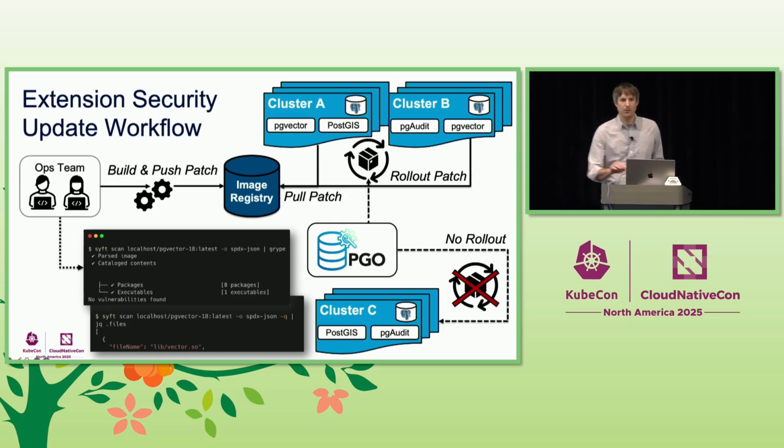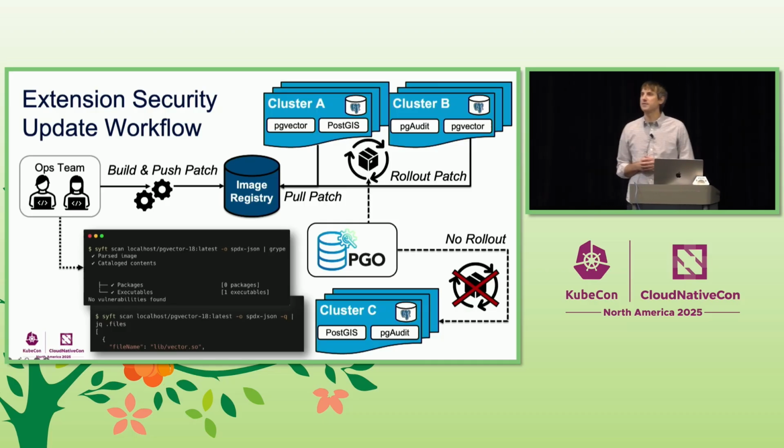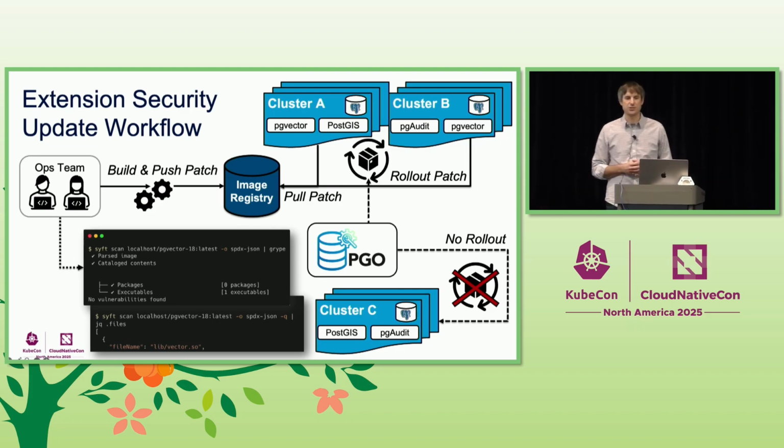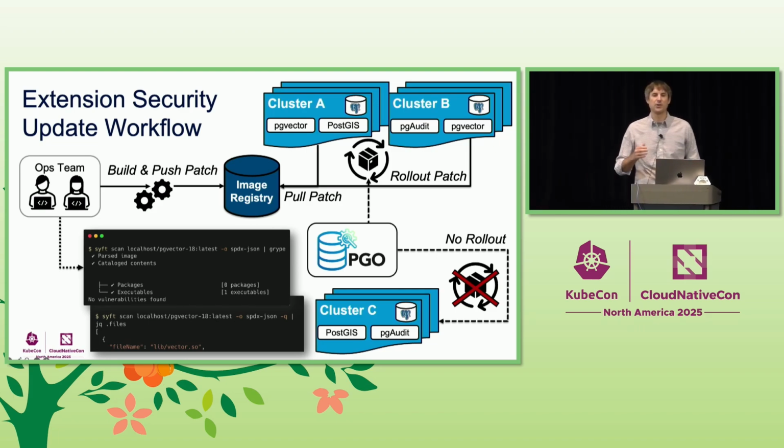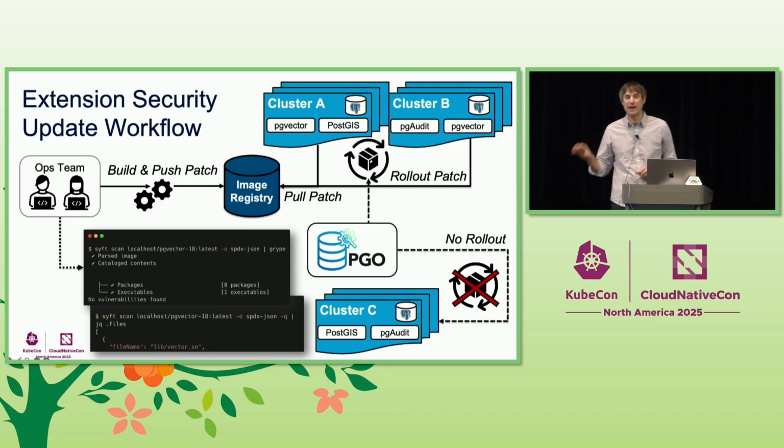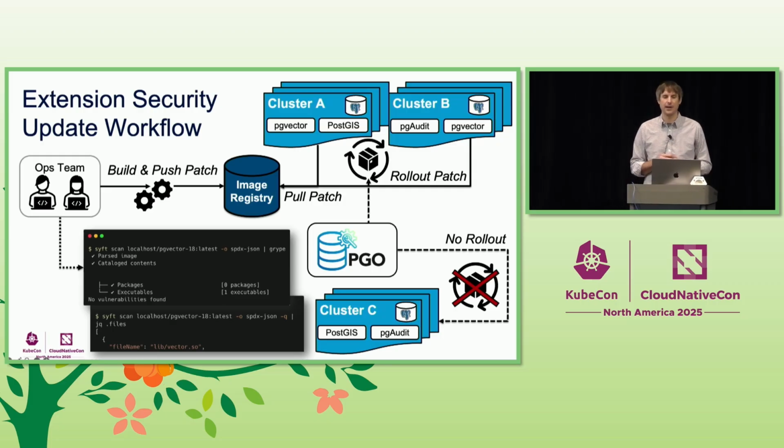And in this example, let's imagine we're creating a fresh build to pull in the latest updates for the pgvector extension. Once the extension is built by the ops team, they can simply push it up to the image registry in the center of the screen, where the various Postgres clusters using that extension can then pull it down. And of course, we once again have the operator safely rolling out or orchestrating the rollout of the patch when this occurs to minimize downtime.